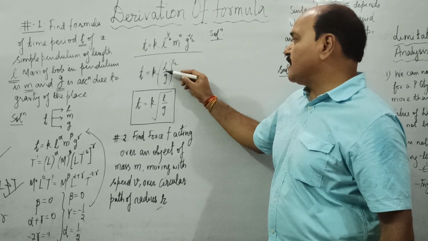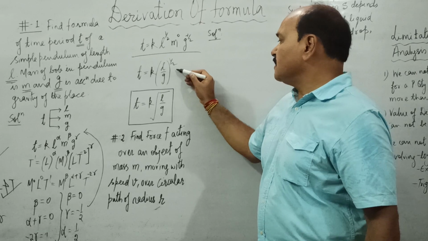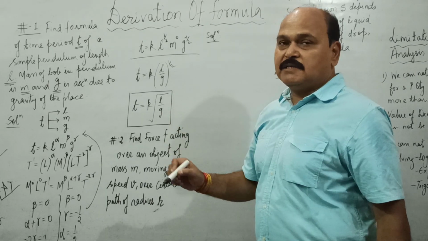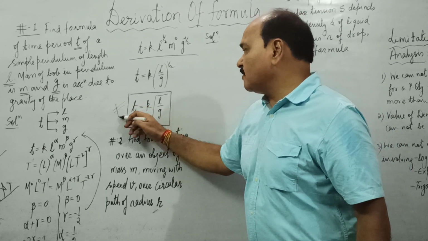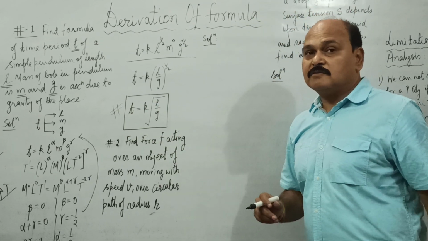We get T is equal to K times L upon G whole square root, whole power half. That means square root of L by G. This is the formula, and see, we are not able to find out K. This K will occur in every formula we are going to deduce.